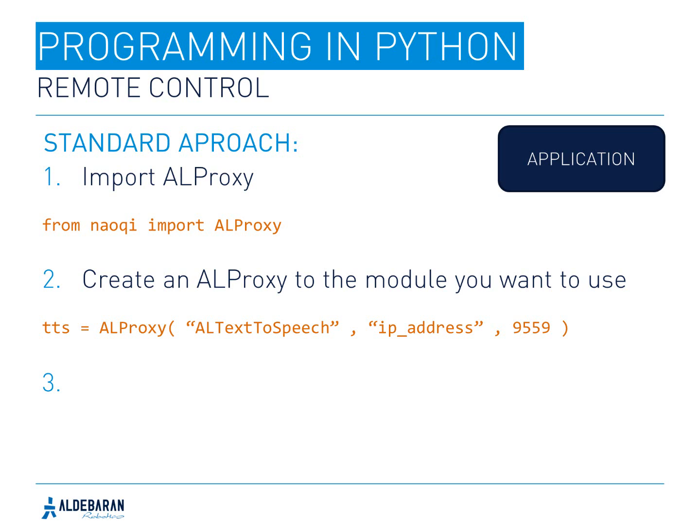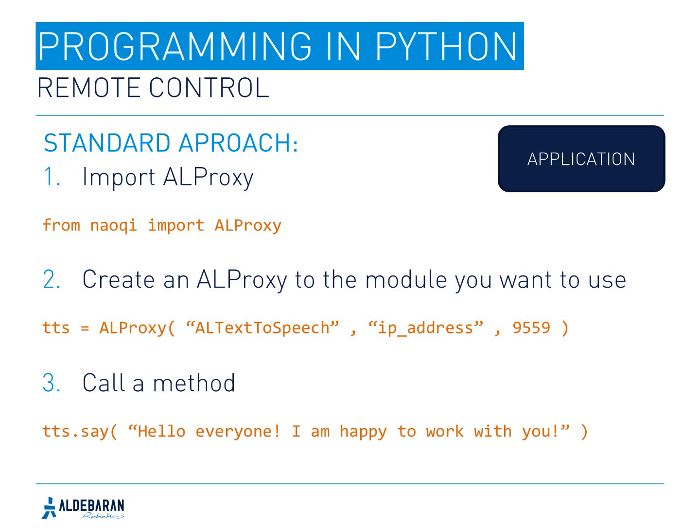For example, here I'm connecting to the module called ALTextToSpeech, which is the voice synthesis of the robot. You have to save this proxy in a variable. I called it here tts for text-to-speech. And then you can call a method from this module. For example, text-to-speech has a method called say. You only have to provide a string and it will just read the string and talk.